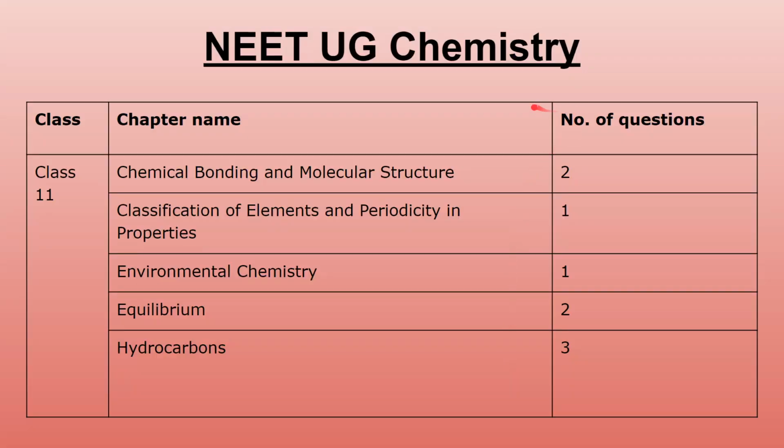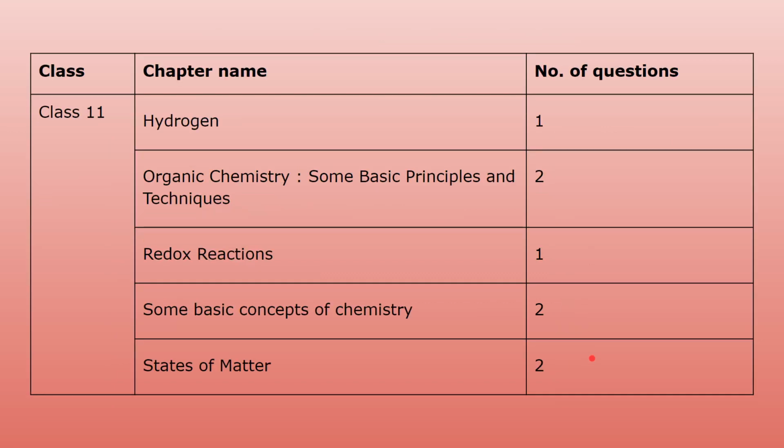Now let us see the chapters of chemistry from class 11th, and there will be two questions from chemical bonding and molecular structure, one question from classification of elements and periodicity in properties, one question from environmental chemistry, two questions from equilibrium, three questions from hydrocarbons, one question from hydrogen, two questions from organic chemistry, one question from redox reaction, two questions from basic concepts of chemistry, and two questions from states of matter.